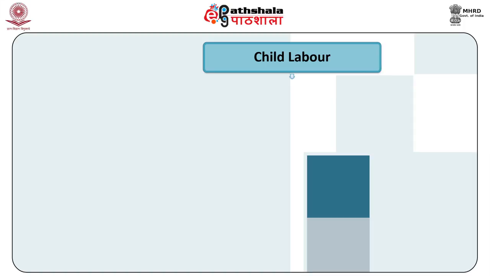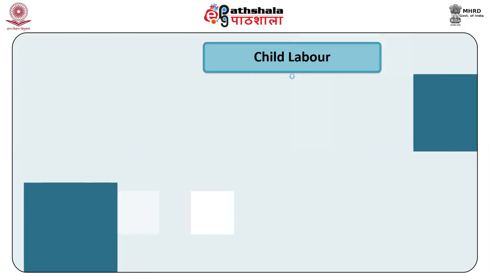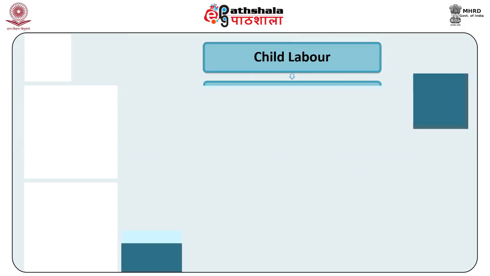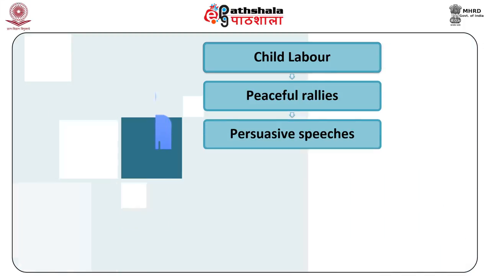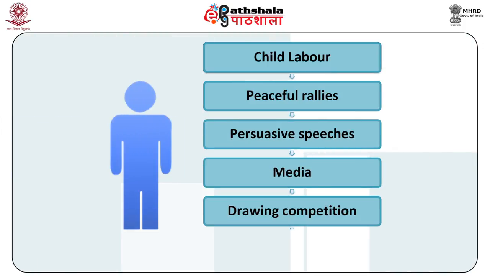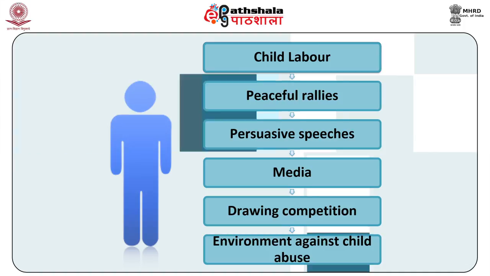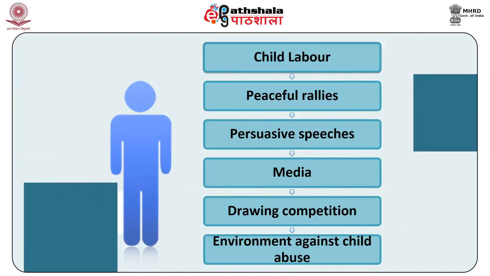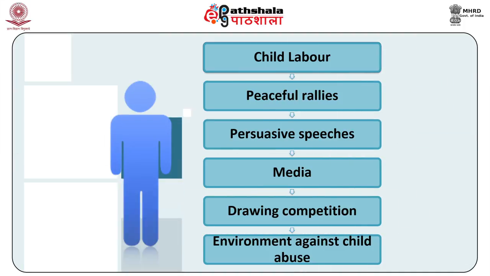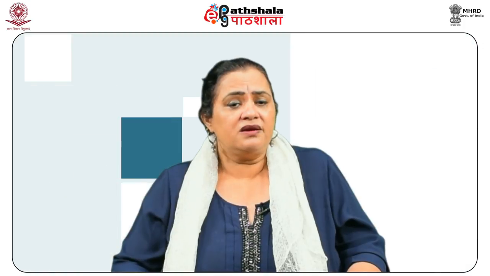Another example of this approach is people associated with the campaign against child labor. Through peaceful rallies, persuasive speeches, use of media, organizing, and drawing competitions among school children, they have helped to create an environment against child abuse in the country. As a result, employing children in any occupation is considered morally wrong, and it becomes a moral obligation to ensure that all children below the age of 14 years go to school instead of earning a livelihood.